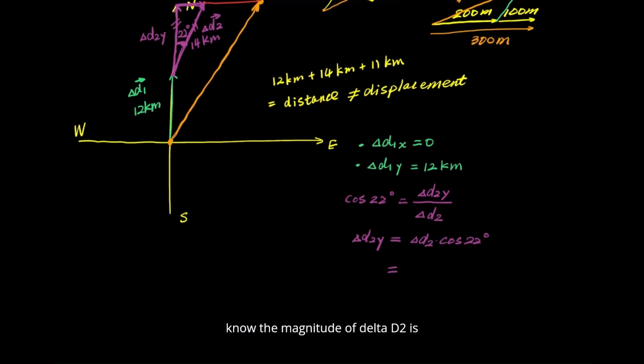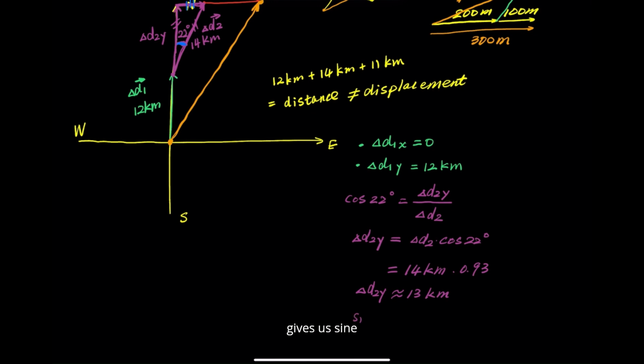We know the magnitude of delta d2 is 14 kilometers, and cosine 22 degrees is 0.93. Then we have delta d2y is approximately 13 kilometers. Now for the x component, the sine of an angle is the opposite side divided by the hypotenuse, and that gives us sine 22 degrees equals the opposite side, which is delta d2x, divided by the hypotenuse, which is delta d2.